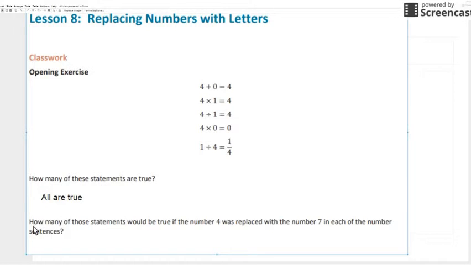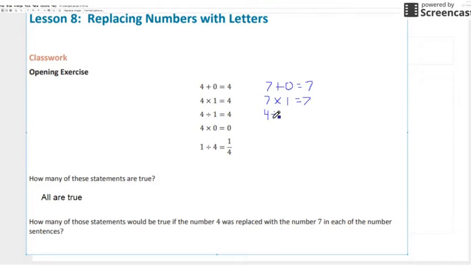Let's go ahead and look into the second part. It says, how many of those statements would be true if the number 4 was replaced with a number 7 in each of the number sentences? So what happens if we rewrote all of these, and instead of having a 4, we simply had a 7? So if I went 7 plus 0 equals 7, since there's a 4, I replace it with 7. Would that be true? The answer is yes. Multiply 7 times 1, replacing the 4, equals 7. Yep, that answer is true as well.